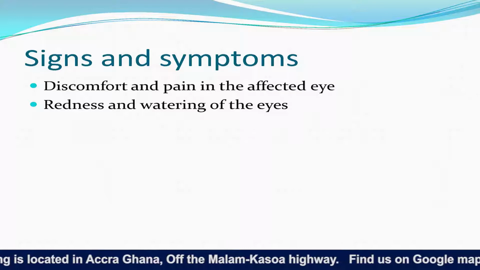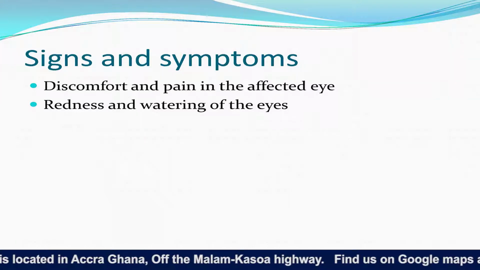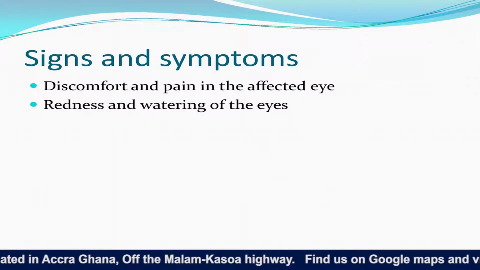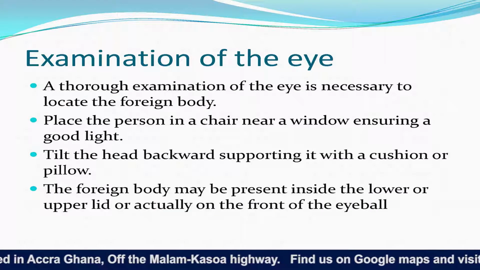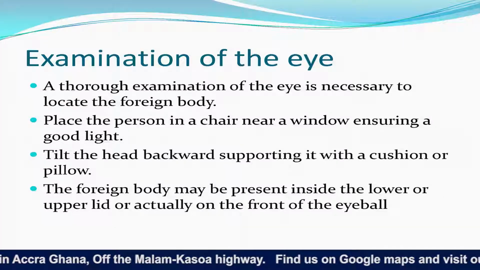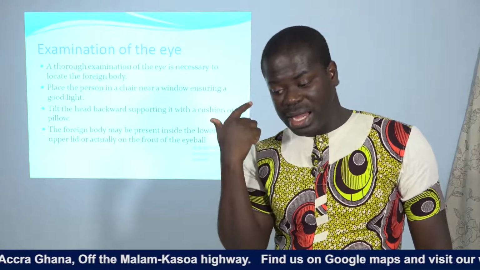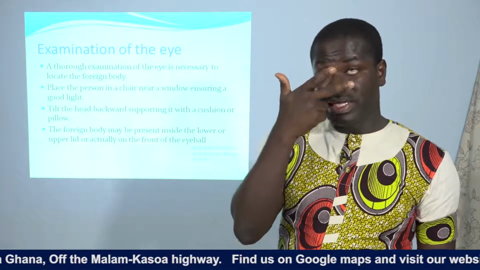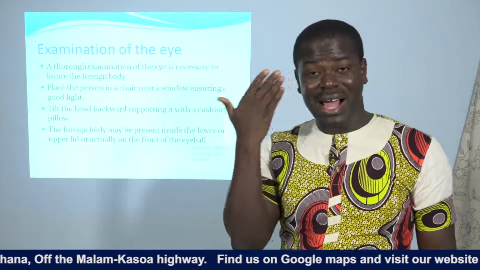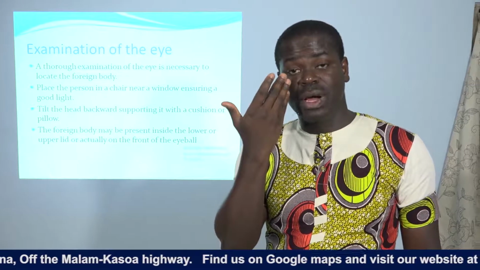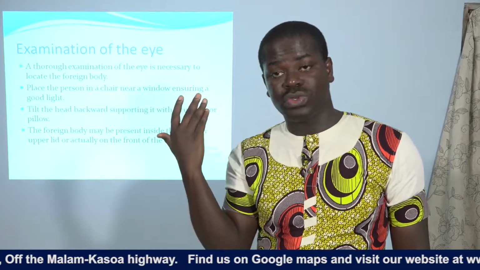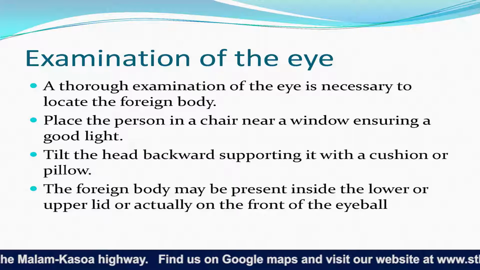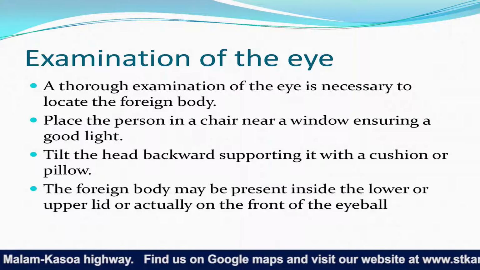Signs and symptoms of a foreign body in the eye include pain in the eye, redness, and watery eyes. So you examine the eye from the inner canthus to the outer canthus. You let the person look toward the inner canthus while you observe the outside, and then the person looks toward the outer canthus while you observe the inner canthus. So a thorough examination of the eye is necessary to locate the foreign body.